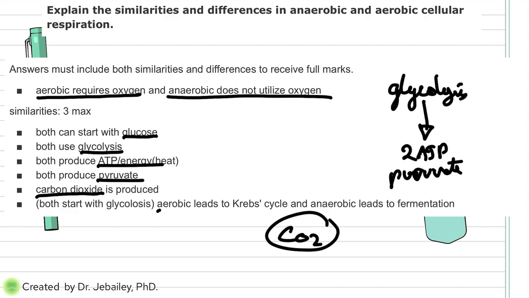Now, aerobic leads to the Krebs cycle, anaerobic leads to fermentation. This will start to be more of a difference. But here they all do it after they go through glycolysis. So that will be the similarities. I would focus more on the idea of glycolysis, where glucose comes into glycolysis and produces ATP, and as a product it gets pyruvate. And of course, both release CO2 at the end.